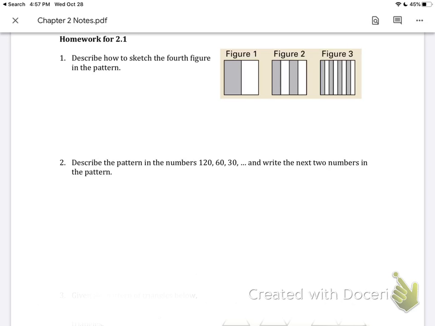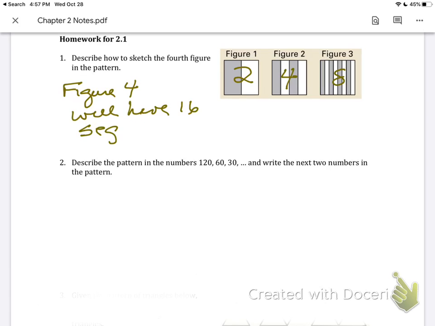Okay, so describe how to sketch the fourth figure in the pattern. So what I'm going to do is I'm going to say, okay, figure 1 has 2 segments. Figure 2 has 1, 2, 3, 4 segments. Figure 3 has 1, 2, 3, 4, 5, 6, 7, 8 segments. So you are doubling segments each time. So therefore, I could say that figure 4 will have 16 segments or sections.